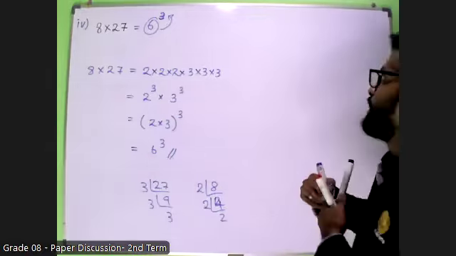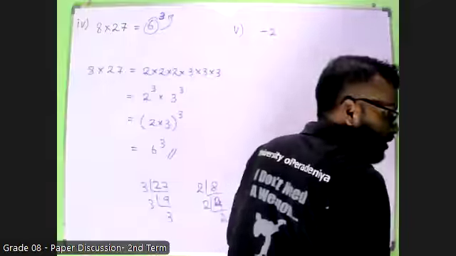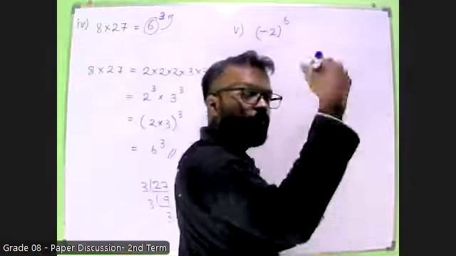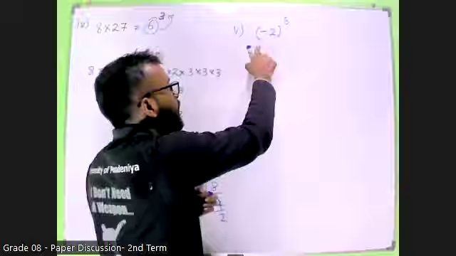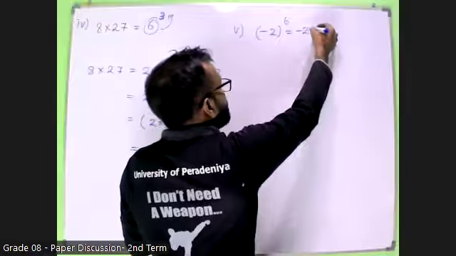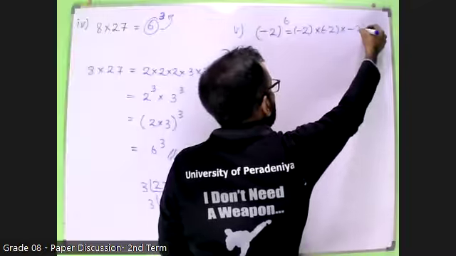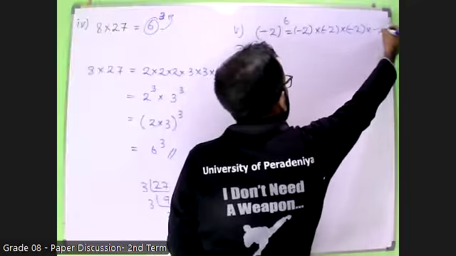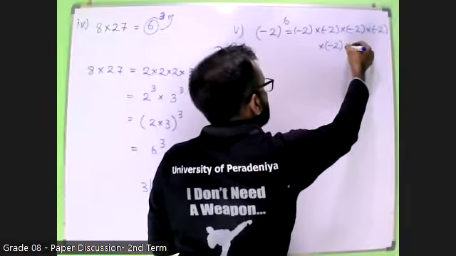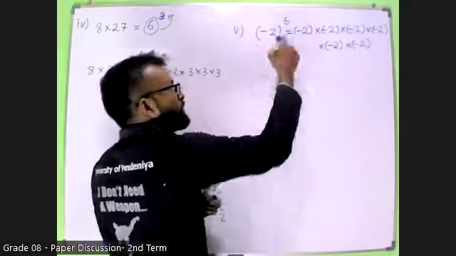simplify them separately, right? So as the fifth one, minus 2 to the power 6, and we have to simplify 4 to the power 3. So first we do minus 2 to the power 6. Let's expand this. Minus 2 times minus 2 times minus 2 times minus 2 times, we have to multiply minus 2 repeatedly 6 times, right? We have to repeat minus 2: 1, 2, 3, 4, 5, 6, because the power is 6, right?